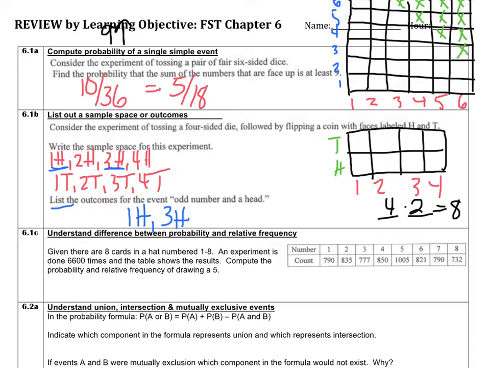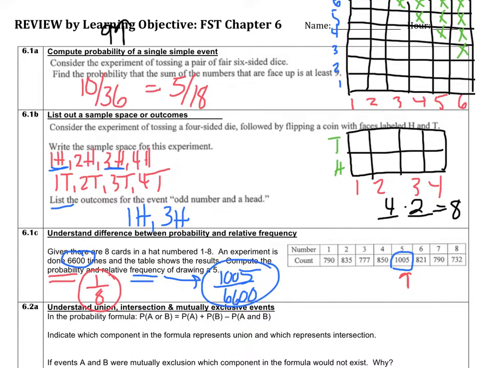Assuming these cards are fair and of equal size, the probability of actually pulling out a card number 5 out of 8 cards would be 1 out of 8 is the true probability. There's 1 chance out of 8 that I get the 5. However, the frequency on this one, when they did the experiment, it actually happened 1,005 times out of the 6,600. So the frequency for relative frequency is 1,005 over the 6,600.